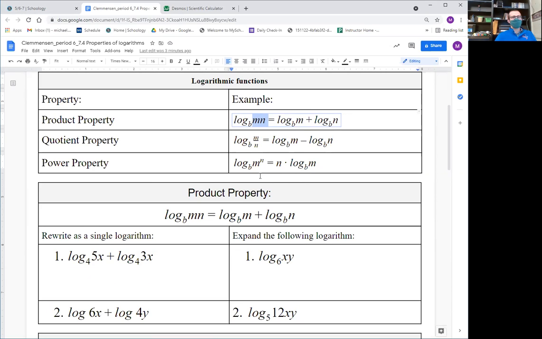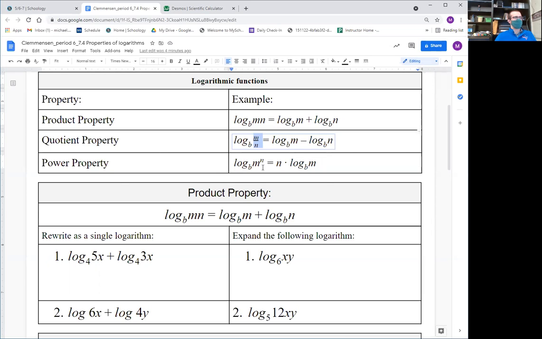I can do a very similar thing with the quotient property, but instead of multiplication and addition, it's division and subtraction. So if I ever divide two numbers by each other, like so, I can rewrite it as log m minus log n, in that order. Those are the two big ones right there.